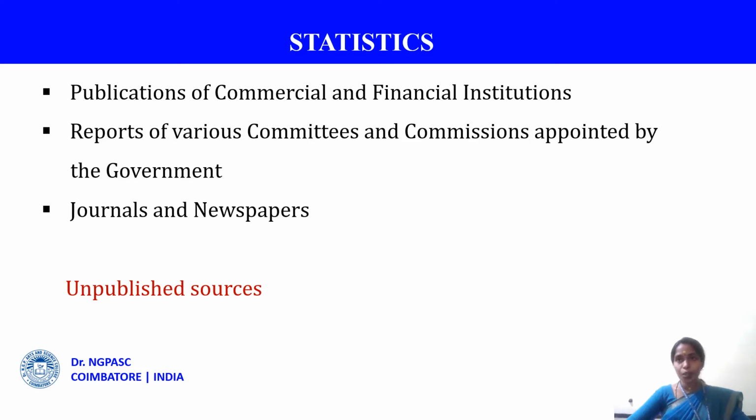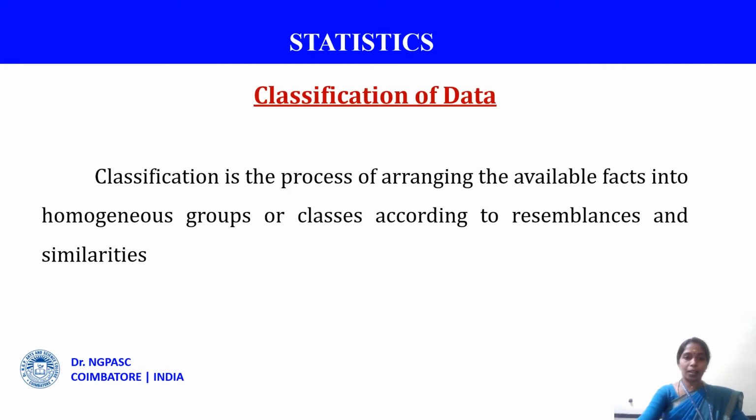Unpublished sources are nothing but the information collected by government or private officers and by researchers. They collect information, but it is not published, right? Those data are called unpublished sources. Okay, next one. After collecting the data, we have to classify the data.